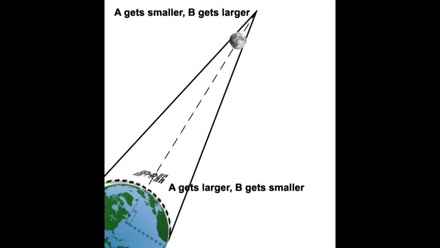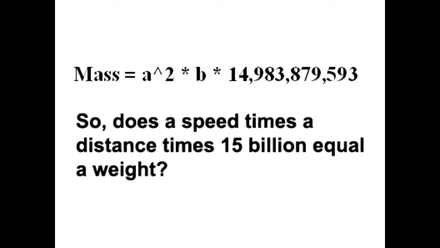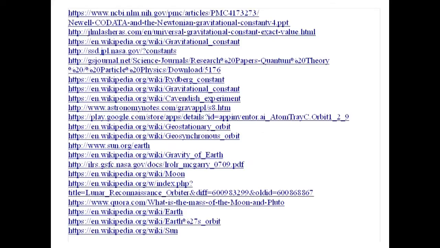I have wondered that since the speed is squared, and if we set the time to 1 second, then we have a distance squared, or an area. I wonder what would that area cover when multiplied by the 15 billion of the gravitational constant. To sum up, we have mass equals a squared times b times the reciprocal of the gravitational constant. So, does a speed times a distance times 15 billion equal a weight?